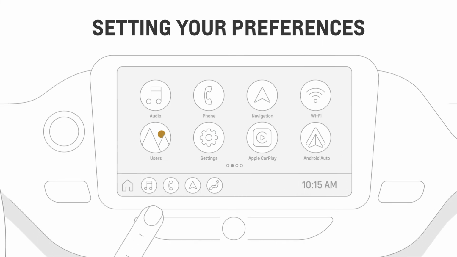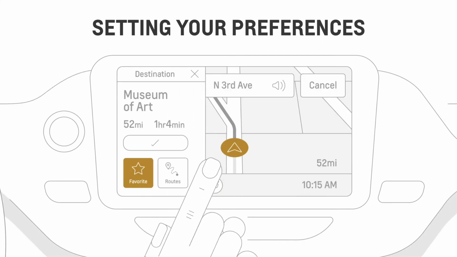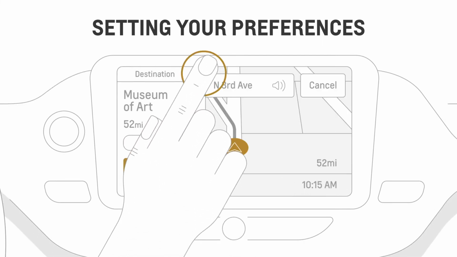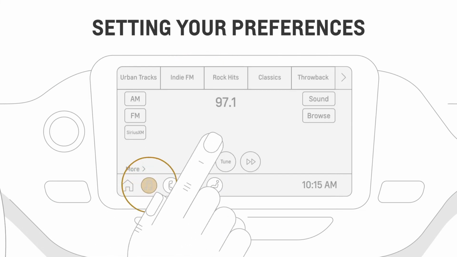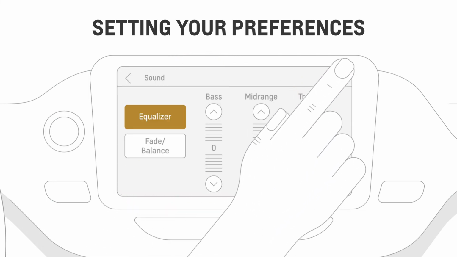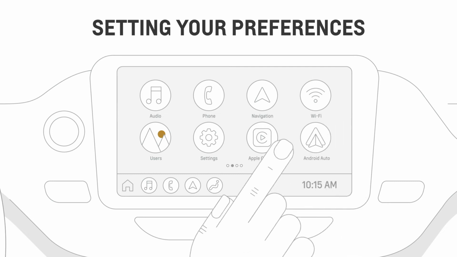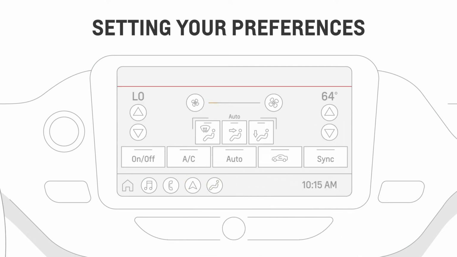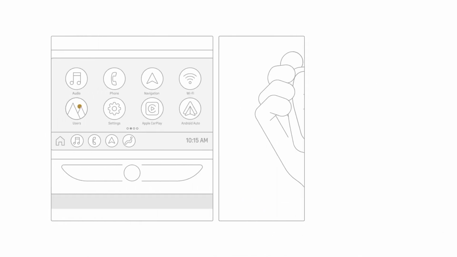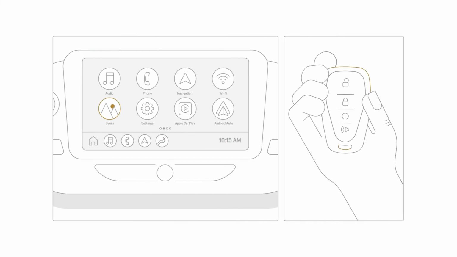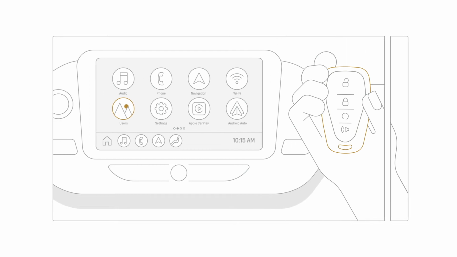Once you've created your personal profile, your profile will recall your recent navigation and route preferences, sound settings, the way you like to see your home screen, and your vehicle's comfort and convenience settings. Your personal profile can even be attached to one key fob for each GM vehicle with a compatible infotainment system, so you can access the same settings.